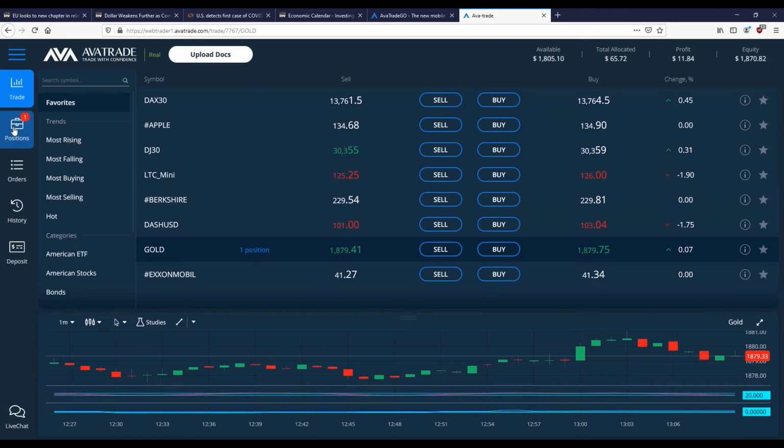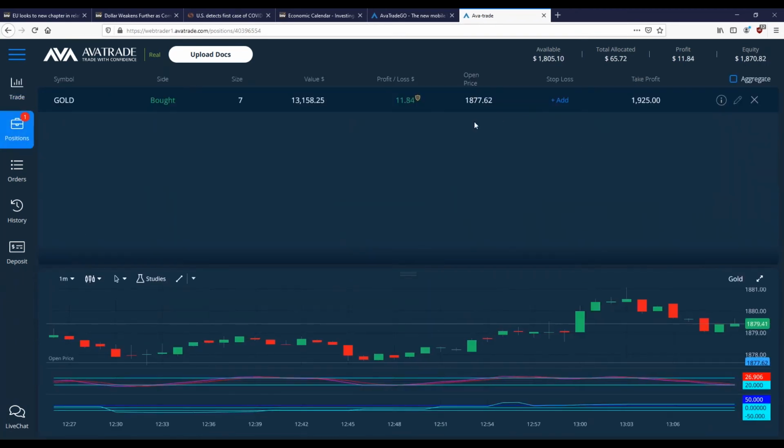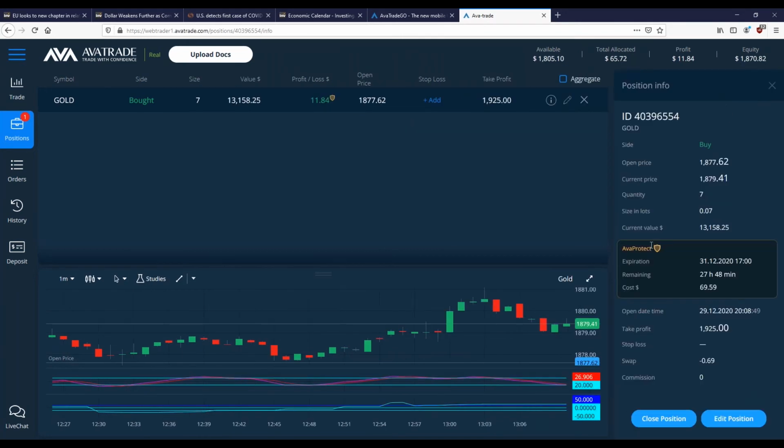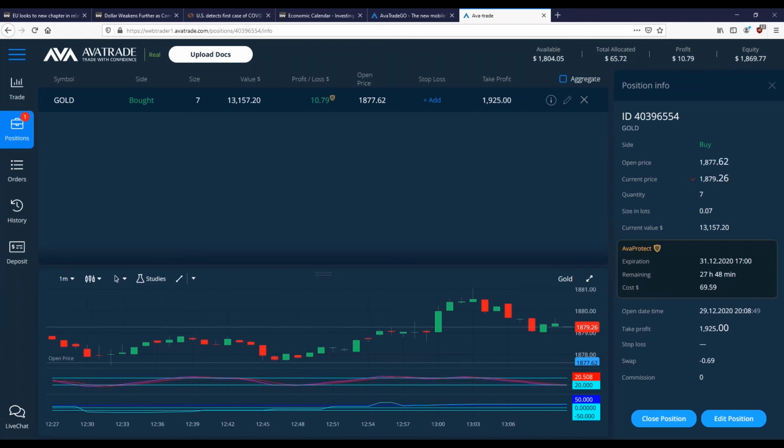And I can look at my open trade. I have one running with AvaProtect on it. I'm in profits of $12. I'm covered if it goes the wrong way. You see here it has AvaProtect on it. The coverage goes to end of trading day on the 31st. So to the end of the year, basically, at 5 p.m. on the 31st. And so I'm protected. I'm in profits. If it runs the right way, great. If it plunges the wrong way, I already had a fee up front, and I don't lose anything more during that time period.